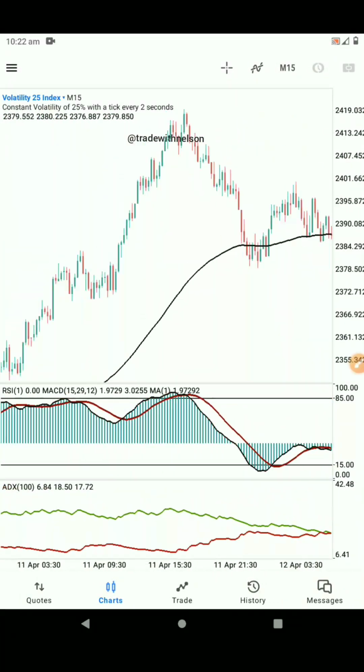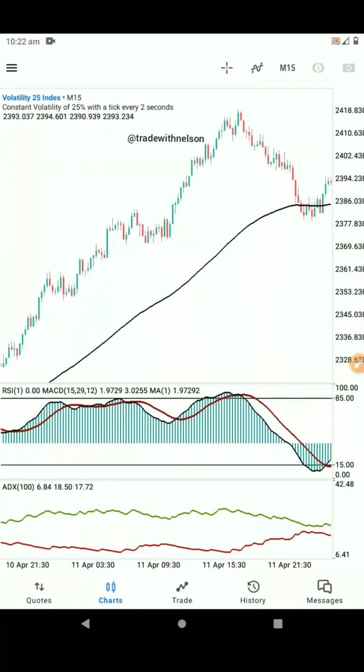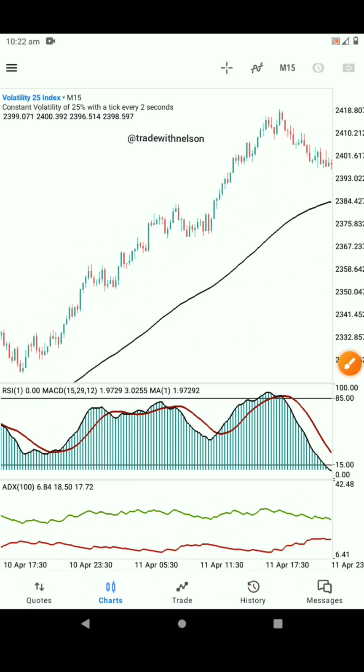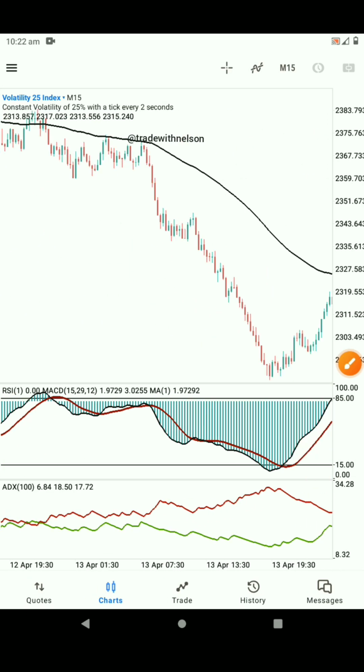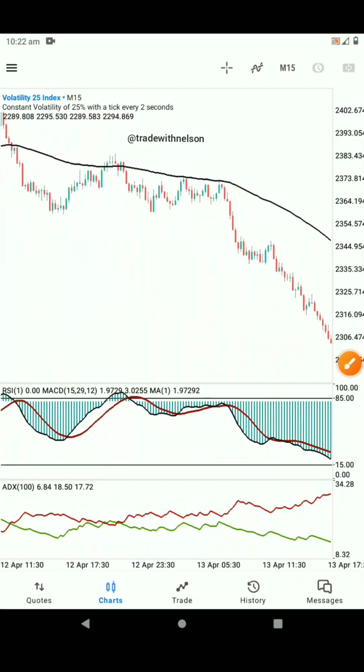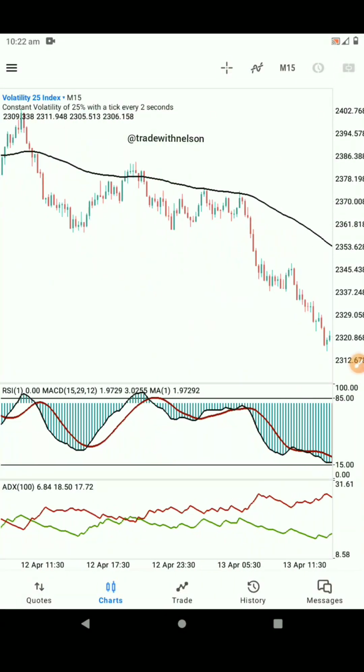After this, I want you to go back on your chart, backtest this strategy. I know this is a lot, and practice on your demo account so that you will know how to get a more perfect entry, because entry is very important when trading this strategy.